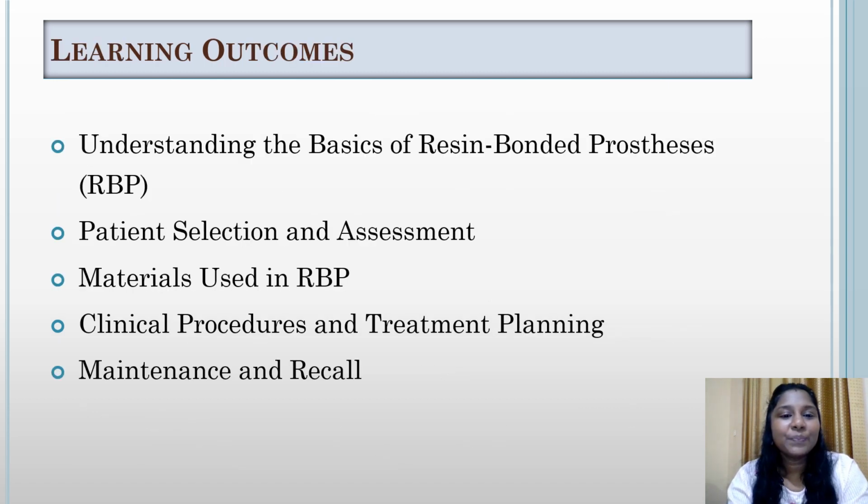So I hope at the end of this module, I have been able to inculcate these learning outcomes with you all. I hope you all understood the definition of what resin bonded bridges are, the basics, the different techniques, the different types, what Maryland bridges are, what Virginia bridges are, what Rochette bridges are, and the step-by-step protocol for both anterior and posterior tooth preparations.